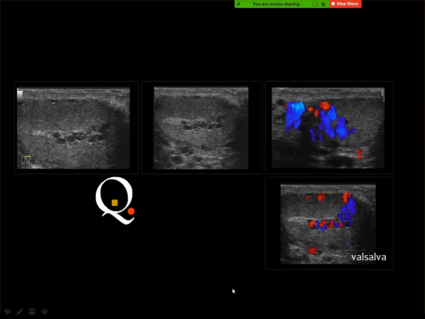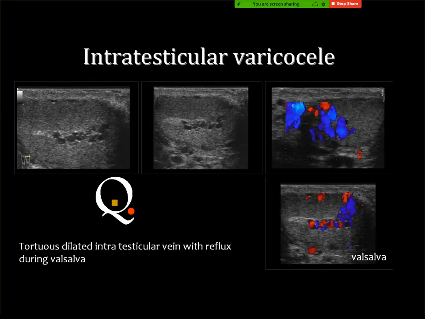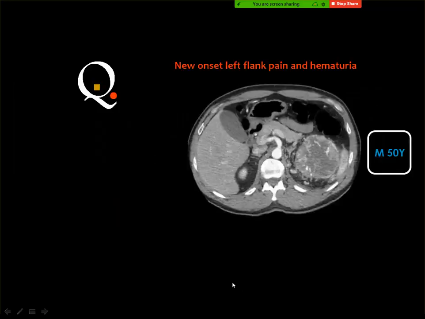What do you think? Intratesticular varicocele. Very good. Yes, and this is intratesticular varicocele. You know that we have two types of varicocele, one at the neck of the scrotum, which is extratesticular, and another one inside the testicle. And you can see the color Doppler showing the vascularity, and also you may use the Valsalva maneuver to confirm your diagnosis. Very good.